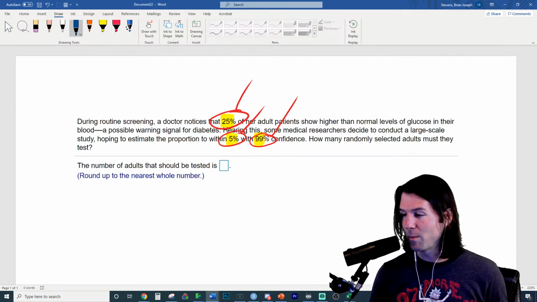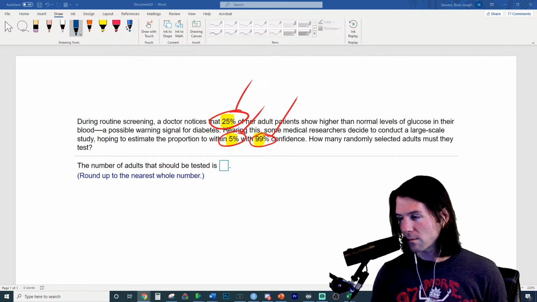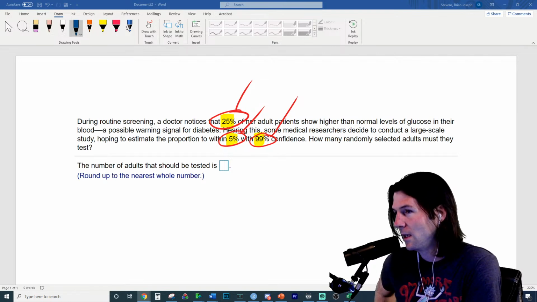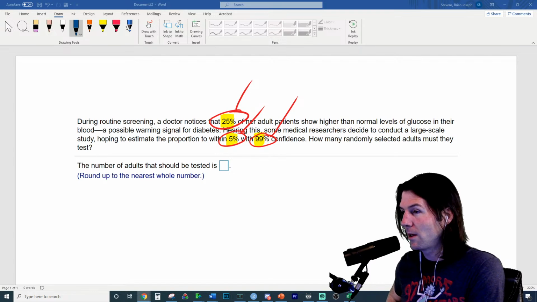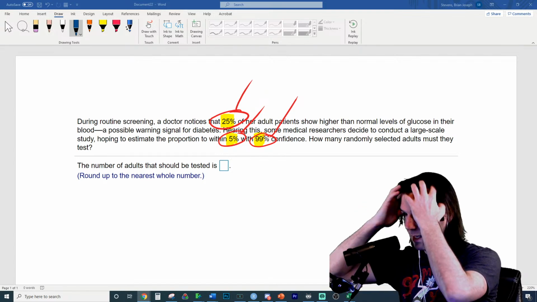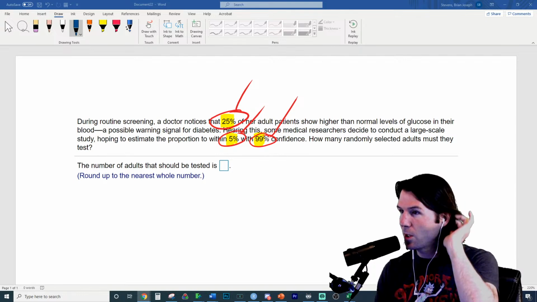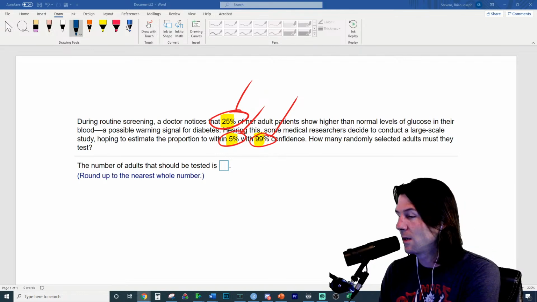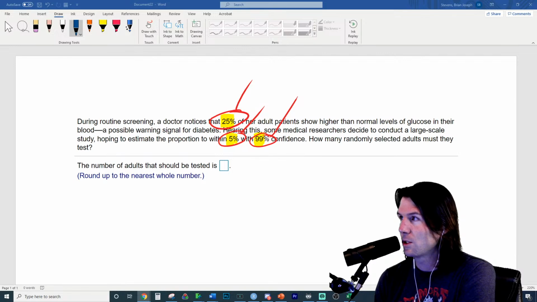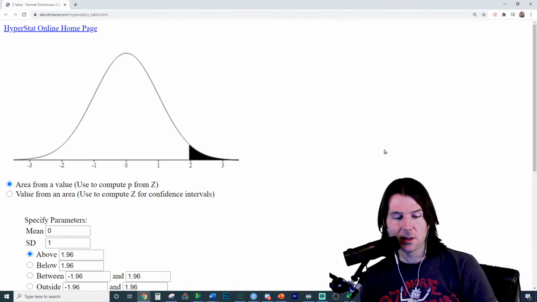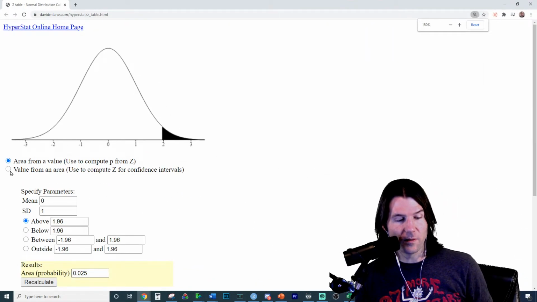For those who don't like memorizing, because we're all different, we have the David M. Lane applet. The David M. Lane applet is where we can go to get Z-scores on the normal curve. So let's go pull up the David M. Lane applet. Mr. David M. Lane, where you at? Show up, David M. Lane. Thank you so much. Here is the David M. Lane applet. And what we're going to do is go to value from an area.